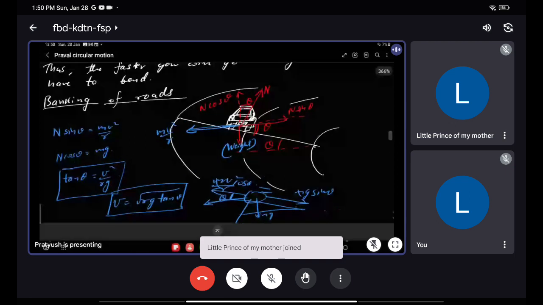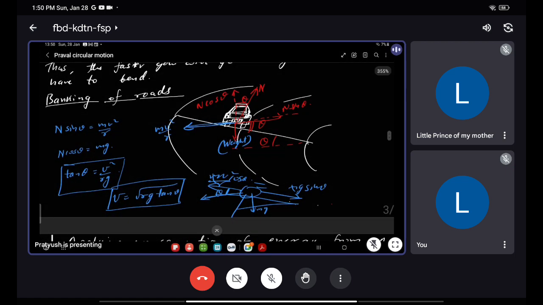Banking of roads now. Hemant, you might have seen that roads are banked in the direction of the turn. If a road is turning towards left, then the banking will also be done towards left, meaning it will be inclined toward left. Why is it so? Because of centrifugal force.